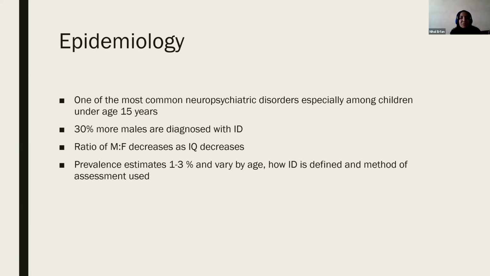Prevalence of about 1 to 3% varies with age. Also, depending on how it's defined and the method of assessment used. Sometimes people will use adaptive scales. So if you go back to the pages where it just tells you about the tables of different scales, one of the scales that's used is called the Vineland Adaptive Scale. And this is basically based on report of a parent.